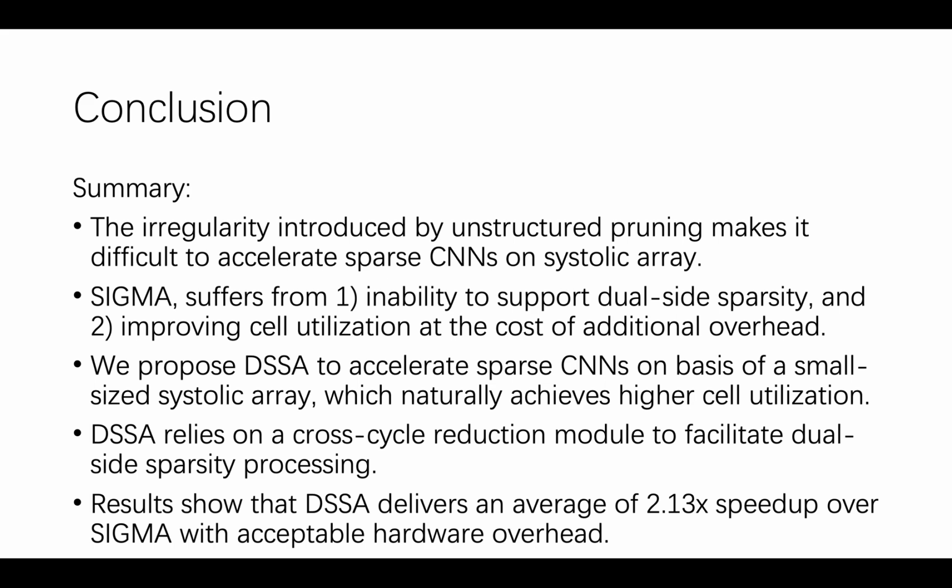The irregularity introduced by unstructured pruning makes it difficult to accelerate sparse CNNs on a systolic array. The state-of-the-art GEMM accelerator SIGMA addresses this issue but has two major issues: inability to exploit dual-side sparsity, and improving cell utilization at the cost of additional overhead. To this end, we propose DSSA to accelerate sparse CNNs on the basis of a small-sized systolic array, which naturally achieves higher cell utilization. DSSA relies on a cross-cycle reduction module to facilitate dual-side sparsity processing. Results show that DSSA delivers an average of 2.13x speedup over SIGMA with acceptable hardware overhead. Thank you very much.